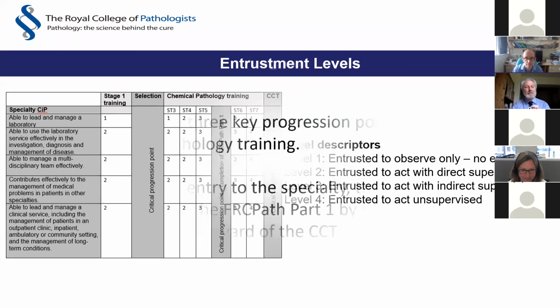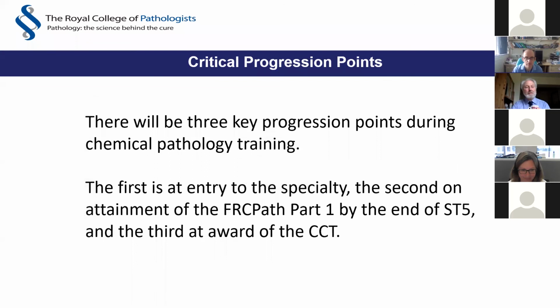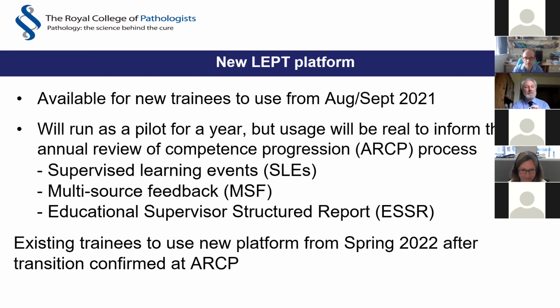Next slide, please. There will be 3 key progression points during chemical training, as I've said. First is an entry to the specialty, the second on attainment of FRC Path Part 1 by the end of ST5, and the third of the award of the CCT. Next slide, please.